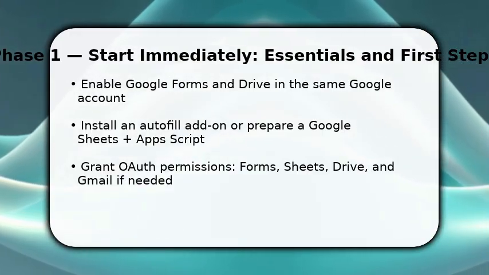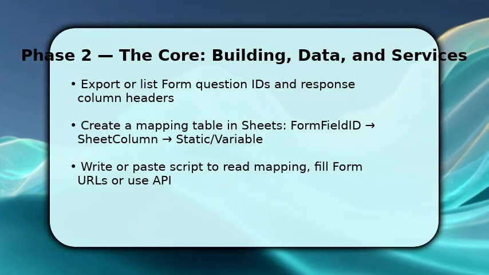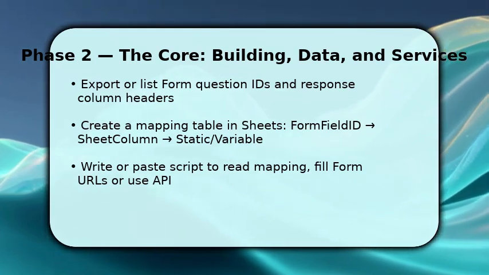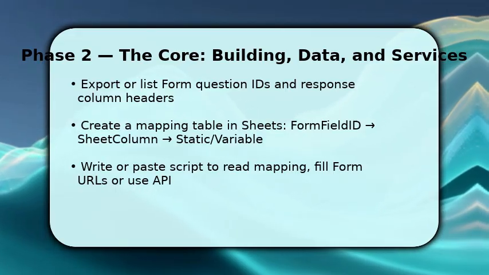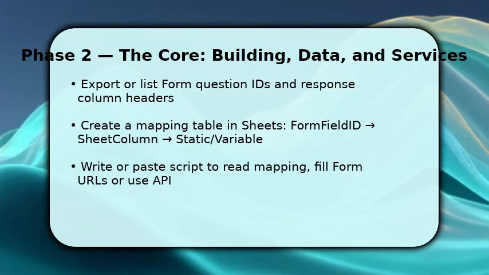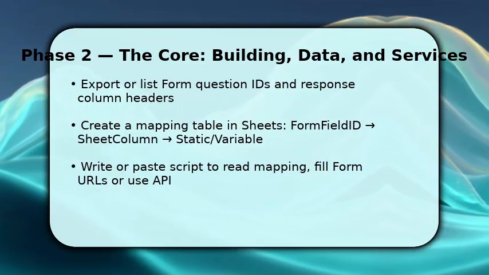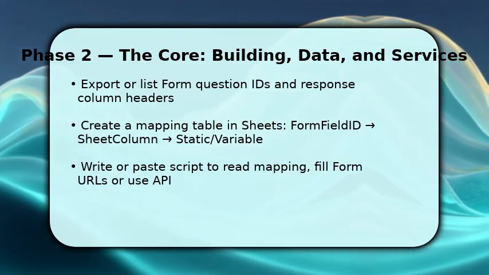You now map form questions to your data. First, get each question's entry ID or column header and list them in Sheets alongside the exact cell ranges you'll pull from. Then implement the logic. Loop rows, substitute variables into the form template, and either construct prefilled URLs or call the form's API through Apps Script.